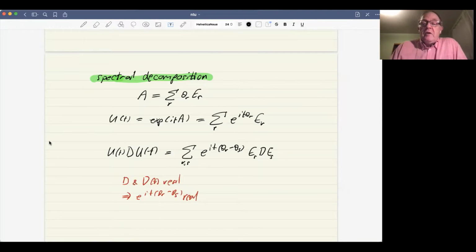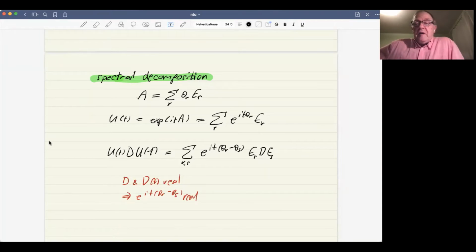And that has strong consequences, which I'm not going to go into now. But in particular, it means, for example, that sine of t times (theta r minus theta s) is 0. So t times (theta r minus theta s) is a multiple of pi, and t times (theta k minus theta l) is a multiple of pi. And so (theta r minus theta s) over (theta k minus theta l) is going to be rational.